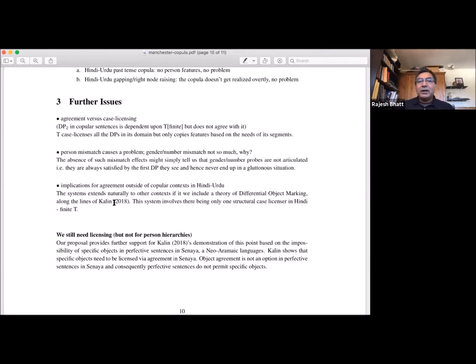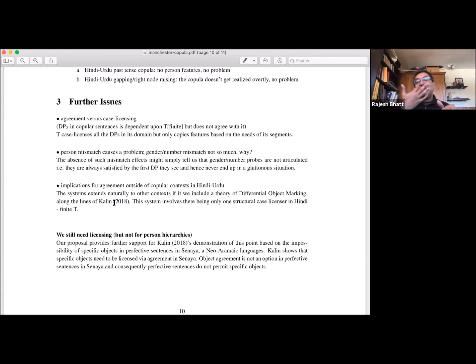She looks at Senaya, a Neo-Aramaic language, and what she says there is specific objects need to be licensed. And the way licensing works in Senaya is via agreement. And then what she notes is in perfective sentences, there's no object agreement. And the next step is perfective sentences don't allow specific objects. Okay, so it's in a way similar to what we have. We ran into this in non-finite copular sentences, where we showed that DP2 needed licensing and it went bad. She found this in perfective sentences, but it's the same idea.